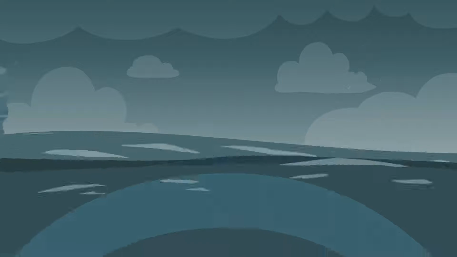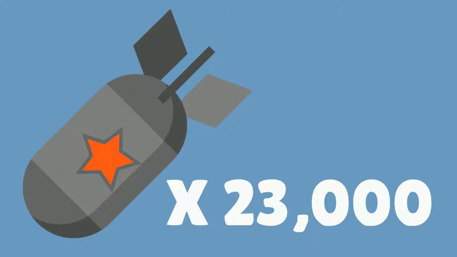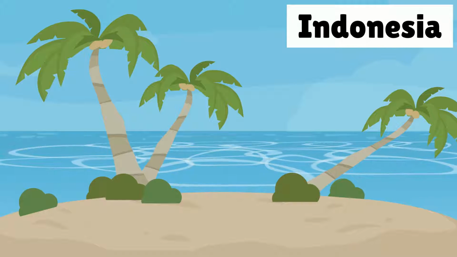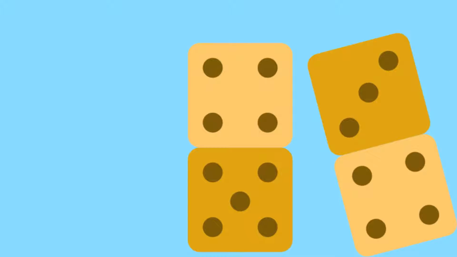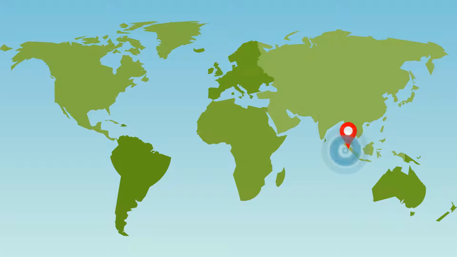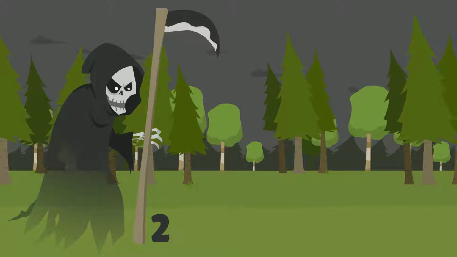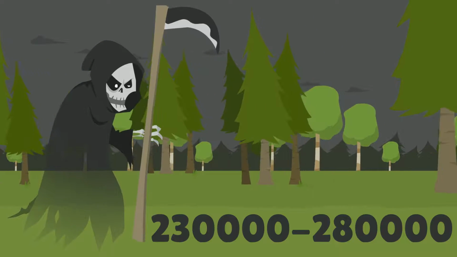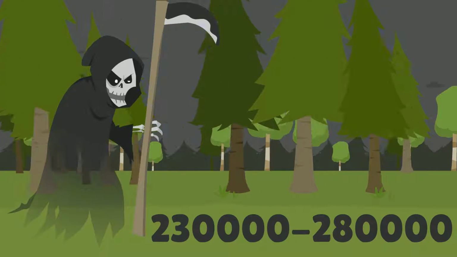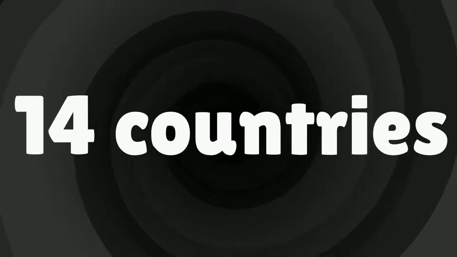On December 26, 2004, a massive earthquake under the sea, equivalent to the power of 23,000 atomic bombs, occurred off the coast of Indonesia. It triggered a series of devastating tsunamis along the coast of most land masses bordering the Indian Ocean, killing 230,000 to 280,000 people across 14 countries.